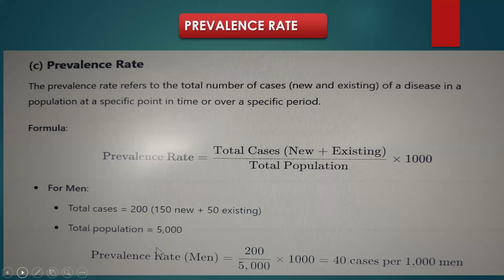Prevalence. Prevalence, we already know, is the total number of cases, such as new and old cases, also called existing cases. And the formula for calculating prevalence rate is total cases, that is both new and old, over total population exposed times 1,000.